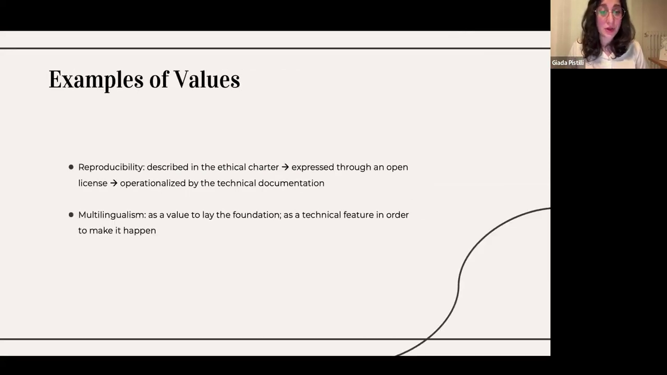So, some examples of the values that we picked. Of course, since it was an open science project, reproducibility was one of the main values that we picked, and it has to be described in the ethical charter.